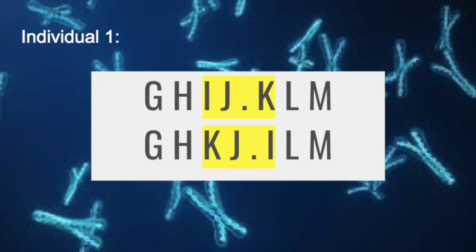In order for these to match up, we would need to create an inversion loop. There are two types of inversion, paracentric and pericentric. We can tell that this is a pericentric inversion because the flip contains the centromere. Inversions without the centromere are called paracentric inversions.